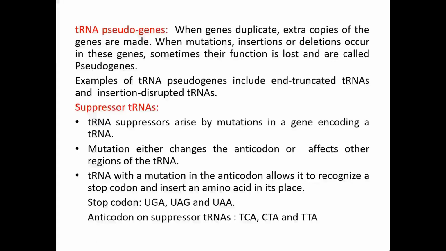Next we have tRNA pseudogenes. Pseudogenes are gene copies which have lost function due to mutation. Examples of tRNA pseudogenes include N-truncated tRNAs and insertion disrupted tRNAs. Suppressor tRNAs are formed when mutation occurs in the anticodon region of a tRNA, allowing it to recognize a stop codon and insert an amino acid in its place. For the stop codons UGA, UAG and UAA, the suppressor tRNAs carry anticodons TCA, CTA and TTA.